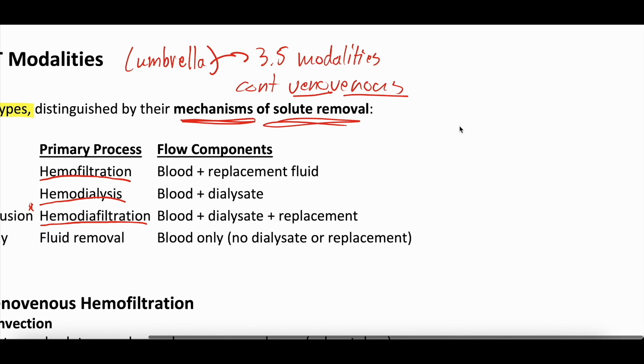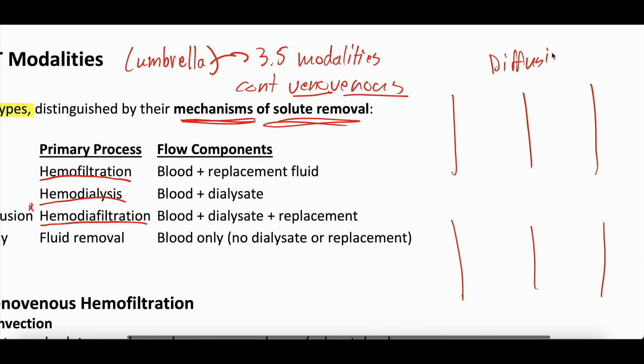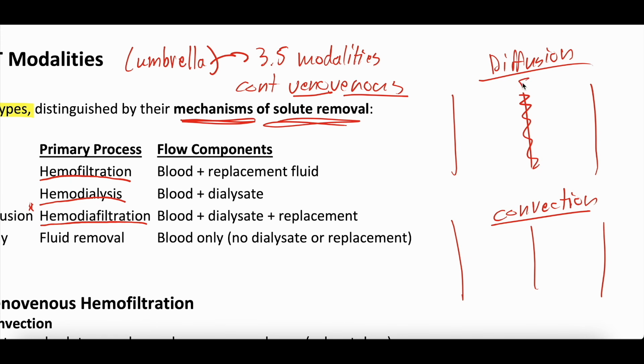So for those listening to the podcast, we are going to draw a little diagram here. Apologize, but we'll vocalize it best we can. So the top is going to be diffusion, top diagram here. And the bottom diagram here is going to be convection, okay? And what we have here is the middle line is a filter. This left side is going to be blood. And this right side will change depending on the modality we're talking about.